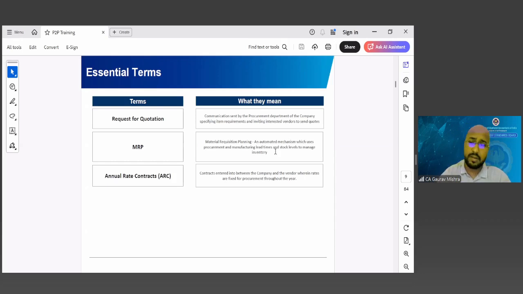Now coming to the part of annual rate contract. It is nothing but an annual rate contract, like you entered into an agreement with the vendor and the vendor will deliver the material monthly or as per your requirement.